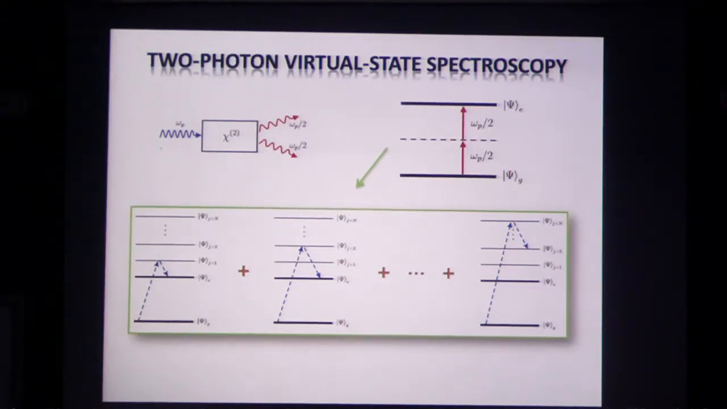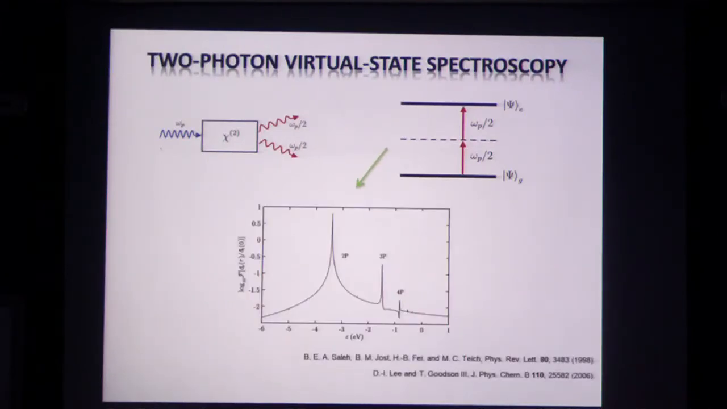So here the question was if we can access information of these levels, and the answer came from the group of Baja Saleh and Malvin Tai, and they say, well, yes, you can access those levels using entangled light and controlling the correlations of those photons. So I will tell you how this works.